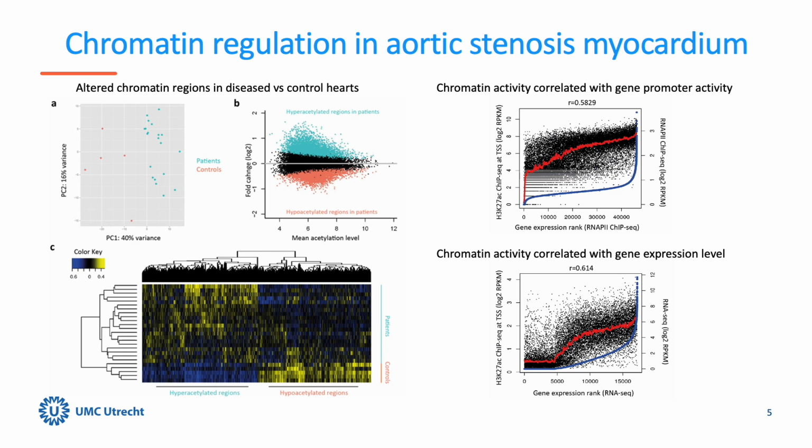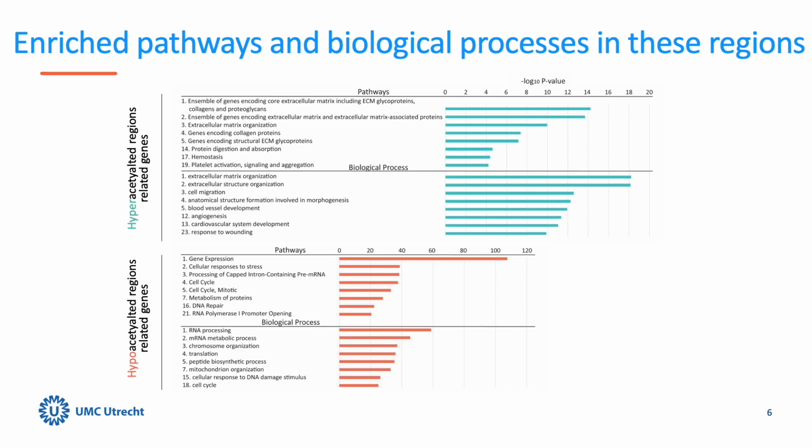This data demonstrated a sufficient amount of chromatin could be obtained at a good quality, despite the cardiac samples being small and fibrotic changes being present due to the disease. We studied genes near the altered chromatin regulatory regions in diseased versus control hearts.